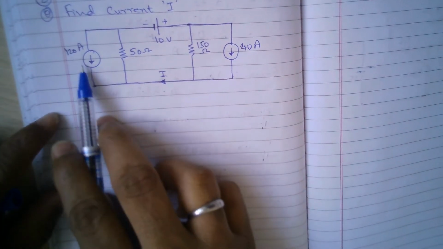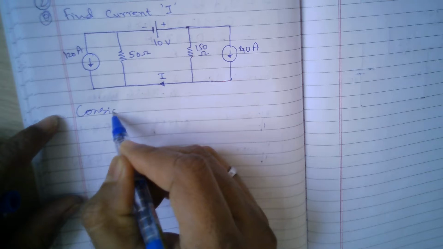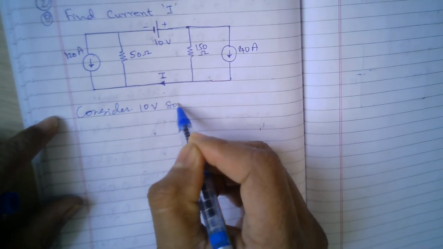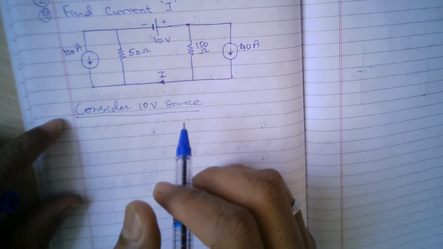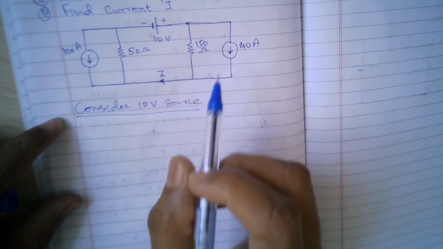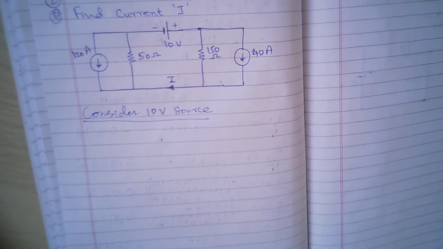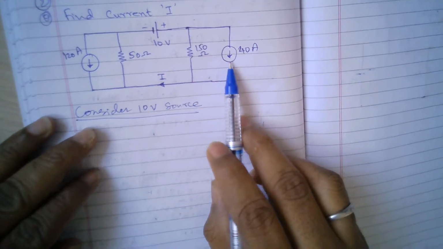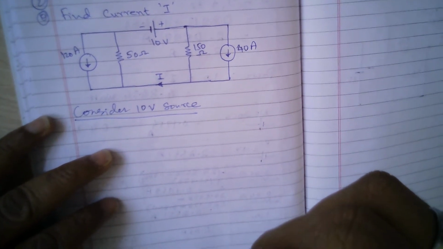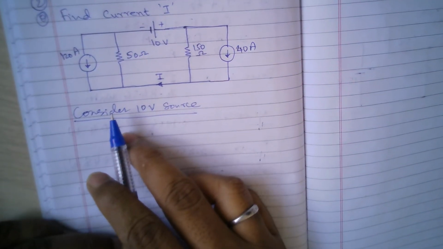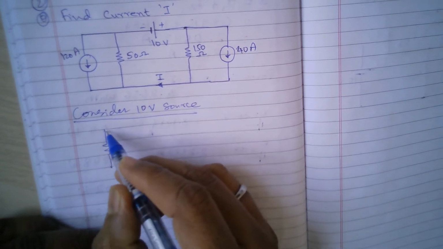Let us consider the first, the 10 volt source. When you are considering this source, all the other voltage sources should be short circuited and all the other current sources should be open circuited. Here we have a current source: this side is a 120 ampere current source and this side is a 40 ampere current source. These sources we need to open circuit. Then the circuit becomes like this.